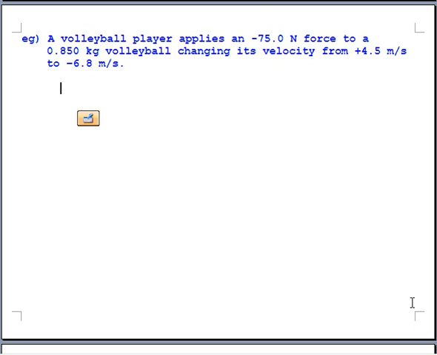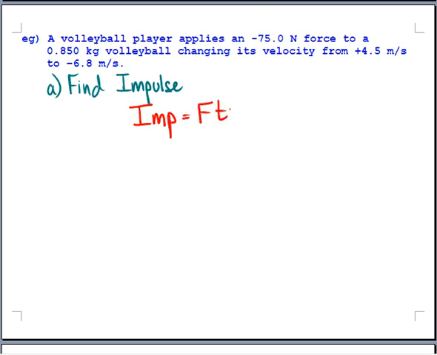So let's try this one. We've got a volleyball player applying a force to a volleyball, and that gives it a change in velocity. I would like us, off the start, to find impulse. So you go to your formula sheet, you say, okay, Heinrich's asking us to find impulse. Impulse is equal to F times t. And then you look at this and you go, oh, crumb, that's not going to work. We've got a force, it's negative 75, but they don't give us a time.